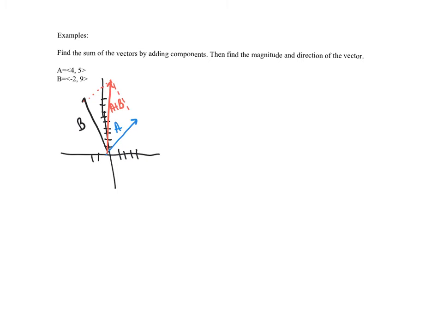And so then what I want to do is find the magnitude. I want to know how long it is, and I want to find the direction. I want to know where it points to. So first, since we have it in component form, let's go ahead and add those together. So vector A plus B is going to be 2, comma 14, and that simply comes from adding the x's and adding the y's.